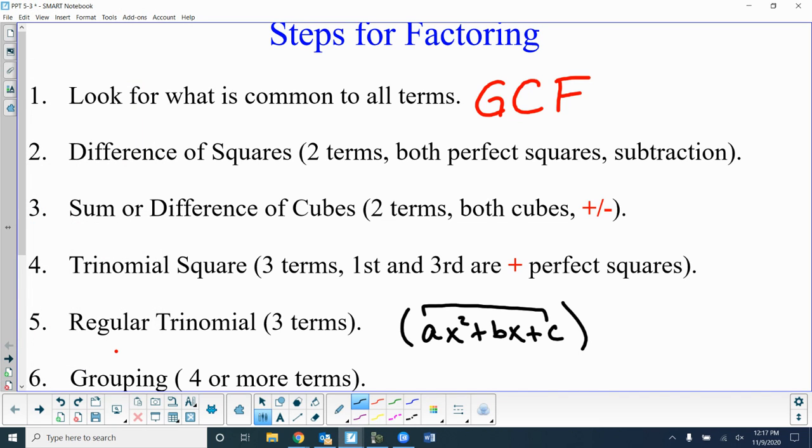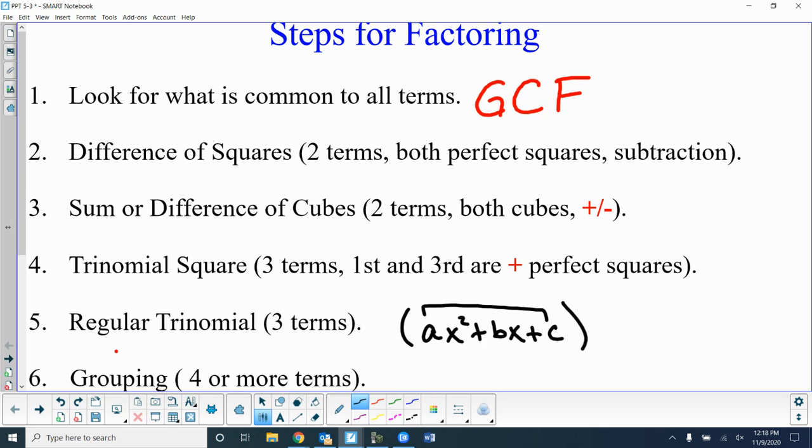All right? If it's not one of those, then I look at it, it's probably got 3 terms. And then I look to see if it's what I call a trinomial square. Sometimes they call it a perfect square trinomial. It's got 3 terms, that's why it's a trinomial. Then the first and the third term, my A and my C, are positive perfect squares. Okay? And then there's a certain way that we factor them.